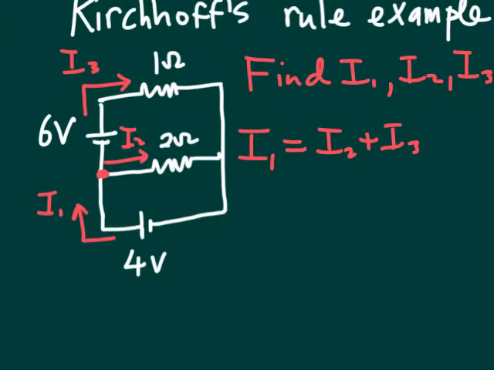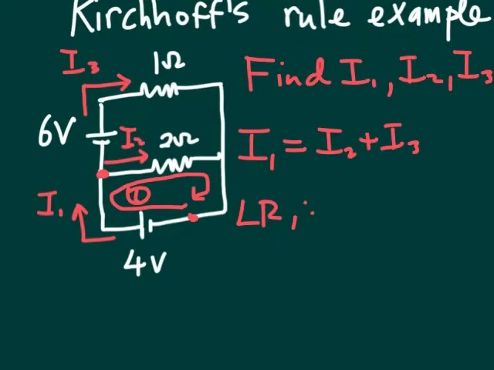Next, we apply the loop rule, and I'm going to pick an arbitrary point here. So starting at this point, going all the way around and coming back to this point, I'm going to call this loop number 1. So the loop rule for loop number 1, we're going to traverse the 4-volt battery from low to high, and then the 2 ohm resistor in the same direction as the current I2.